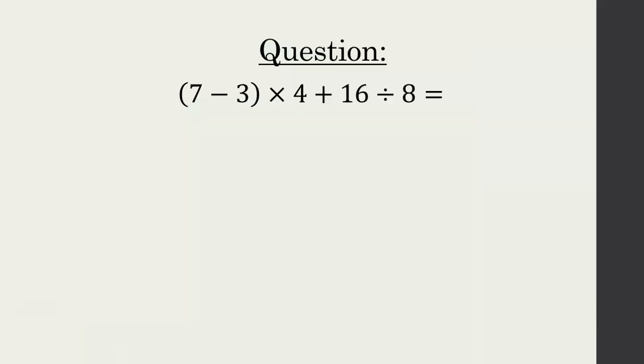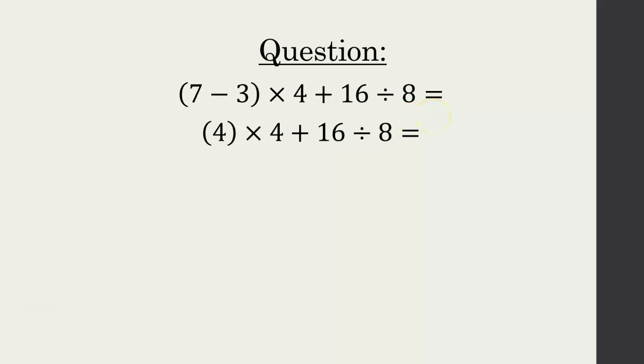So going back to our question, 7 minus 3 times 4 plus 16 divided by 8 equals, well, what will we do first? Remember, BOMDAS, brackets, you're going to be doing your brackets first. So 7 minus 3, that's going to be 4 times 4 plus 16 divided by 8. Now, orders, do I have any powers in this? No, I don't have any squares or cubes. I don't have any number up here on any of these numbers.